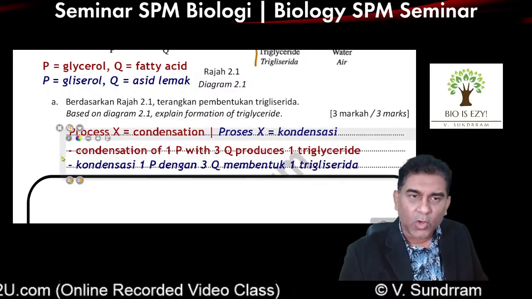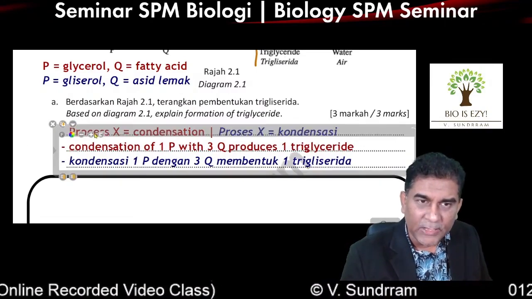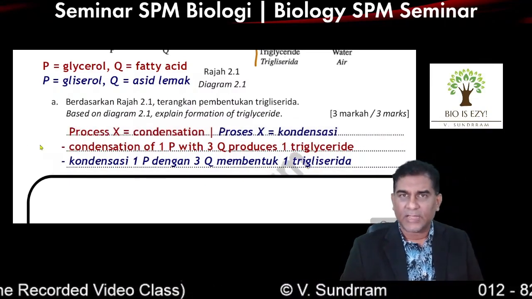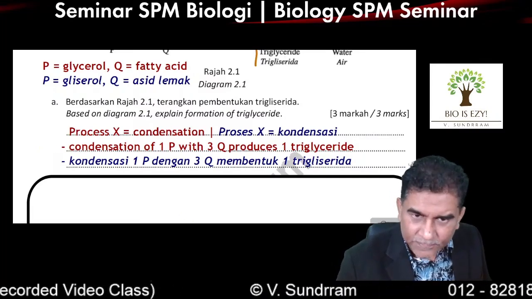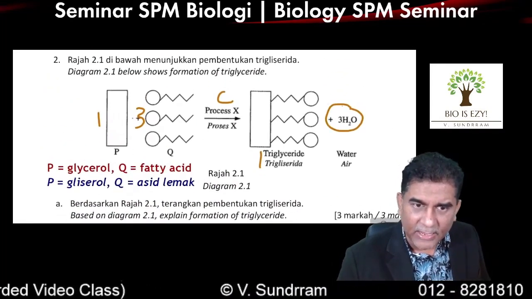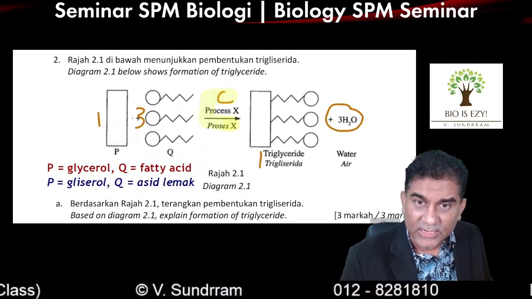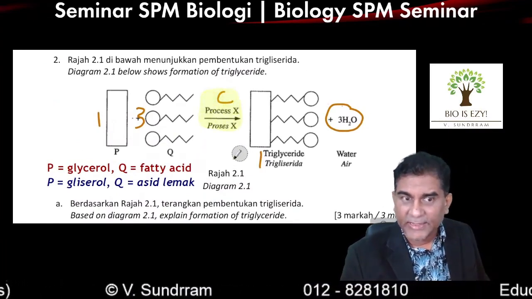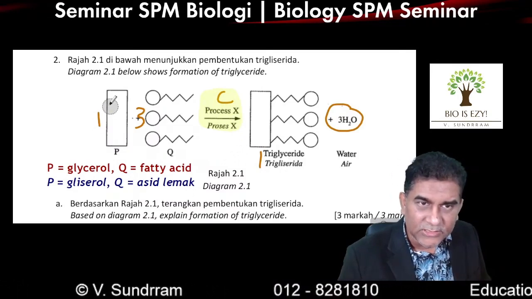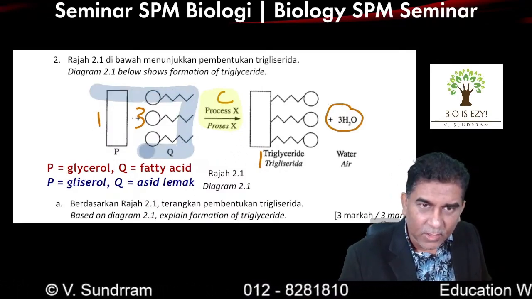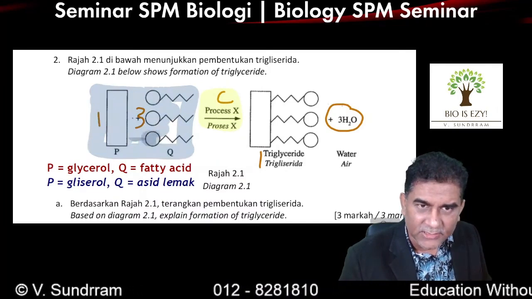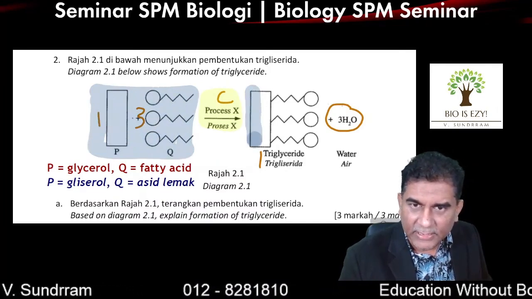Second point, condensation of 1 P with 3 Q forms 1 triglyceride. So meaning, if I go back to the diagram, I have used this as the answer. I identified what is X. I have used this as the answer. 1 plus 3, I get 1 triglyceride.